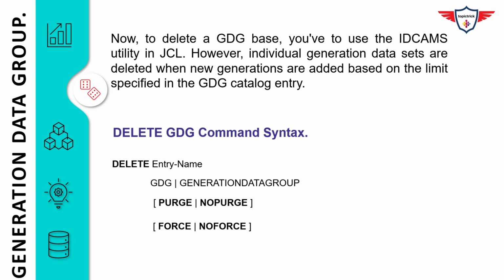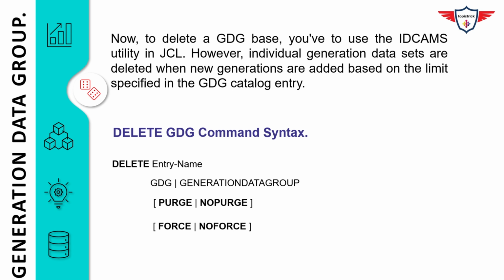Now let's move on to the next section, that is delete GDG command syntax. Now to delete a GDG base, you have to use the IDCAMS utility in JCL. However, individual generation datasets are deleted when new generations are added based on the limit specified in the GDG Base catalog entry. Now let's look at the syntax of delete GDG Base.